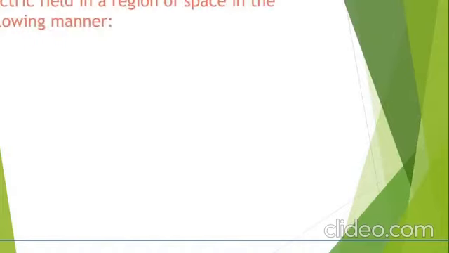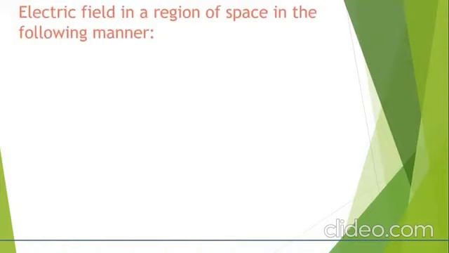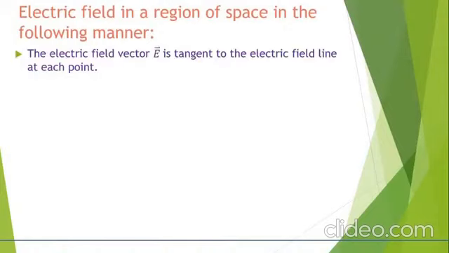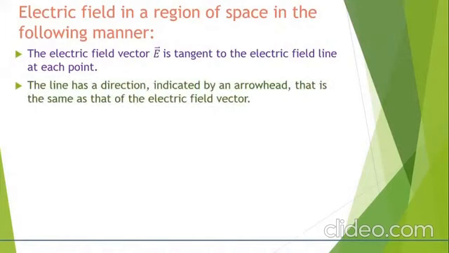Now we'll discuss the electric field lines. The electric field lines are related to the electric field in a region of space in the following manner. Number 1. The electric field vector is tangent to the electric field line at each point, and the line has a direction indicated by an arrowhead, which is the same as that of the electric field vector.